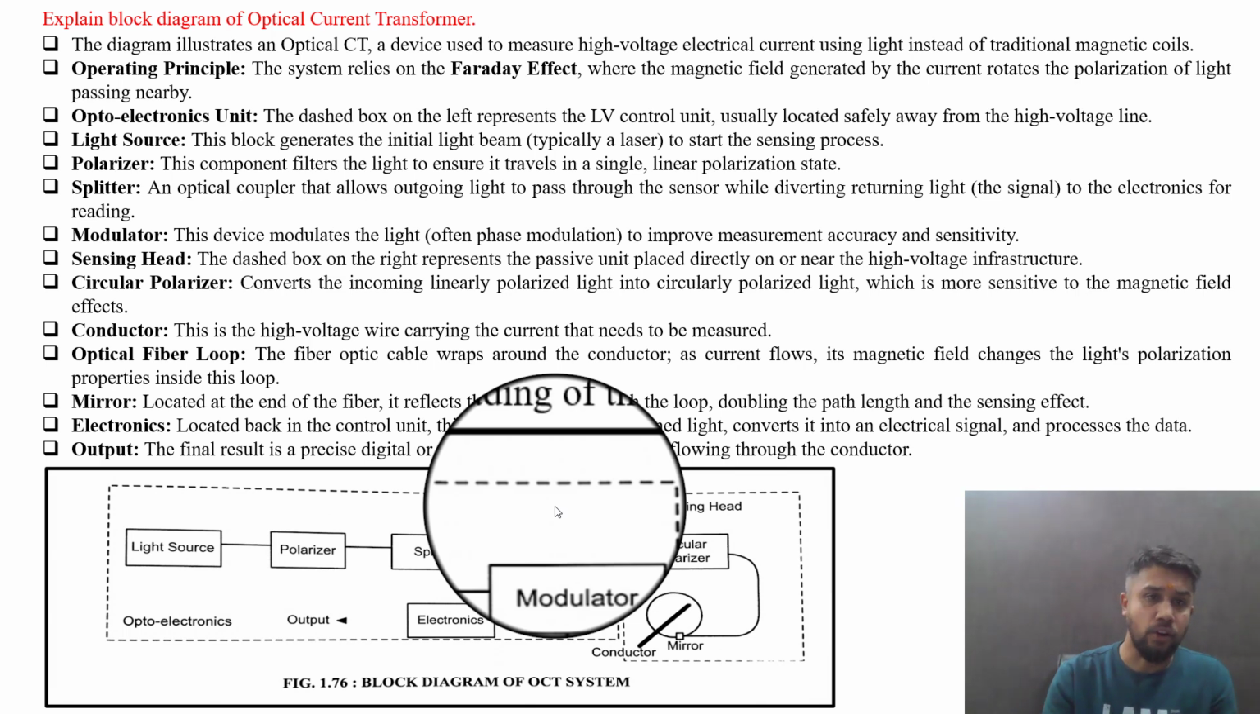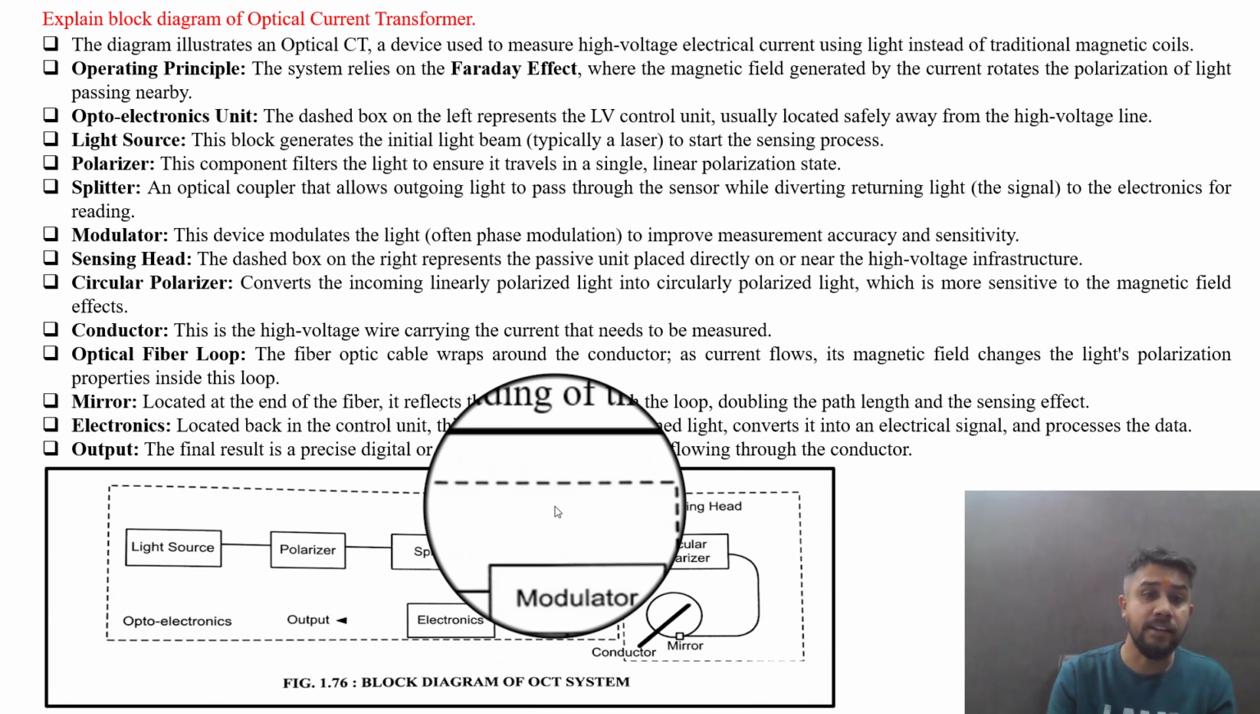Splitter is there, an optical coupler that allows the outgoing light to pass through to the sensor while diverting the returning light, or the signal, to the electronics for reading and measurement purposes. Now a modulator is placed, which modulates the light, often with phase modulation, to improve the measurement accuracy and sensitivity of the current transformer.